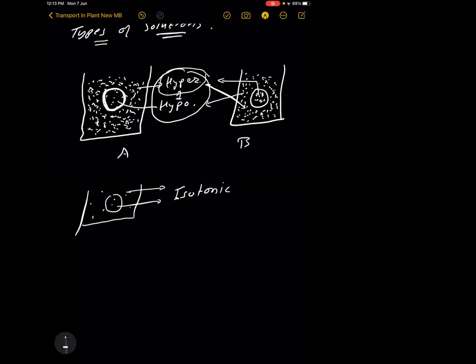Suppose you are placing the cell in honey. Obviously the outer solution is more thick, more dense, more concentrated than the cell. Or suppose you are using one grape. The grape is there. This is the grape cell, and this is the solution, a sugar solution or honey.